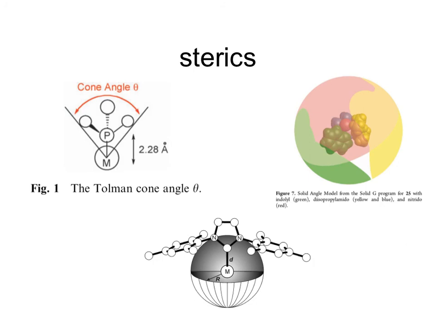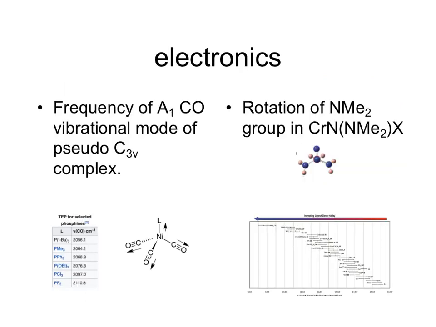I won't go into a lot of details on sterics, but this just gives you a sense. The Tolman cone angle was the original way to measure how big a ligand was, so it's a solid angle that is occupied by the ligand. Nowadays we can use other more computationally intensive methods to determine the solid angle or the percent buried volume. If you'd like to learn more about this, you can ask me in office hours.